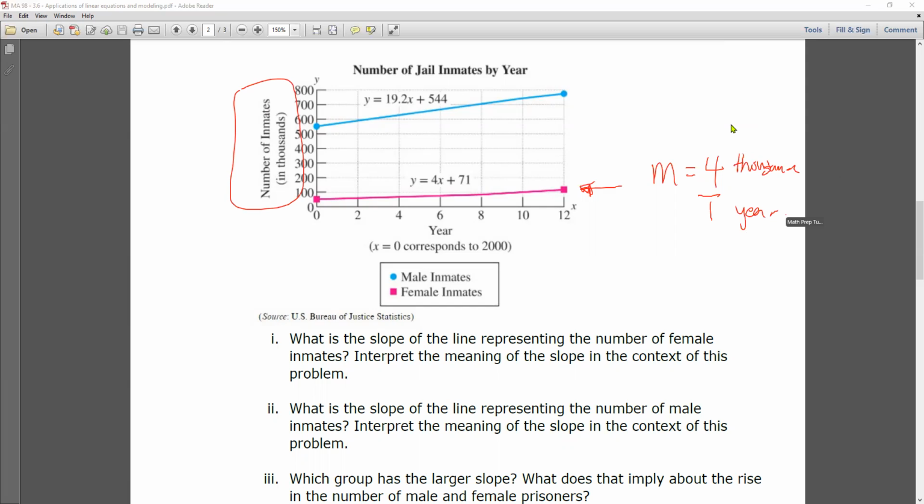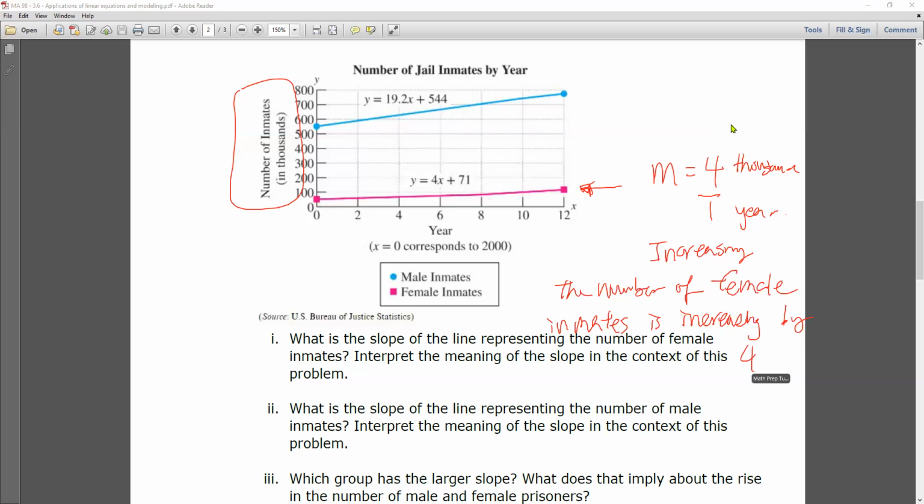And the slope is positive, which means this is increasing. So this means the number of female inmates is increasing by 4,000 per year. Okay, so there's a little bit of context.